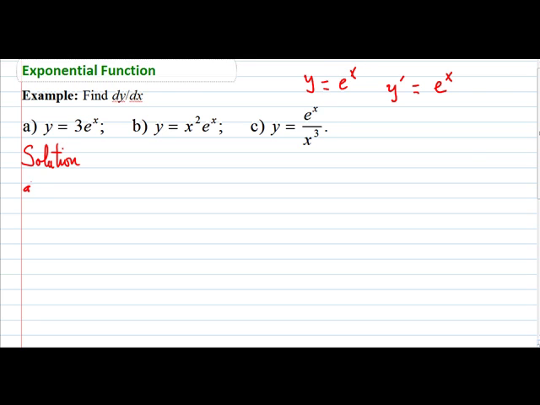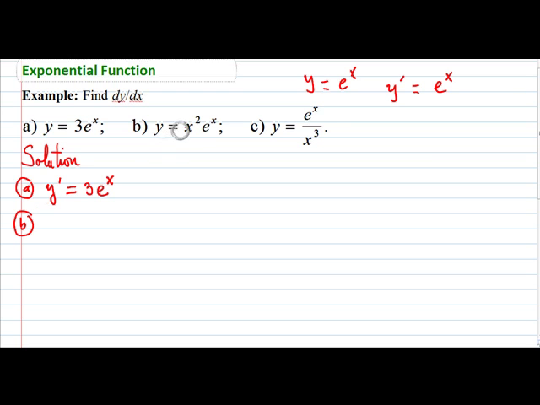I'm looking for y prime. 3 is a constant, so I leave it like that. The derivative of e to the x is e to the x.